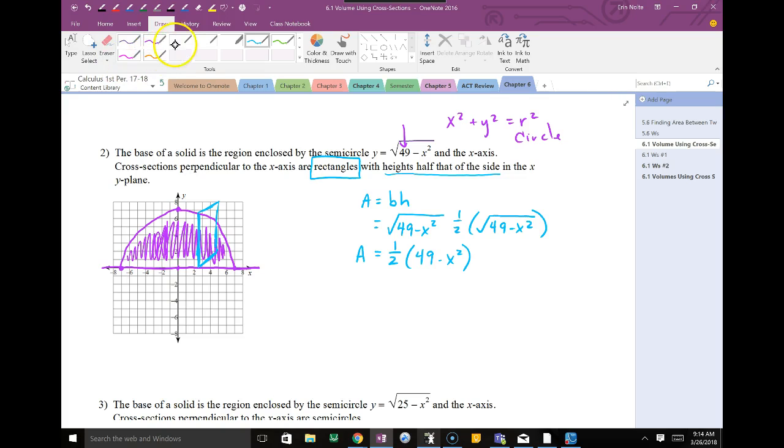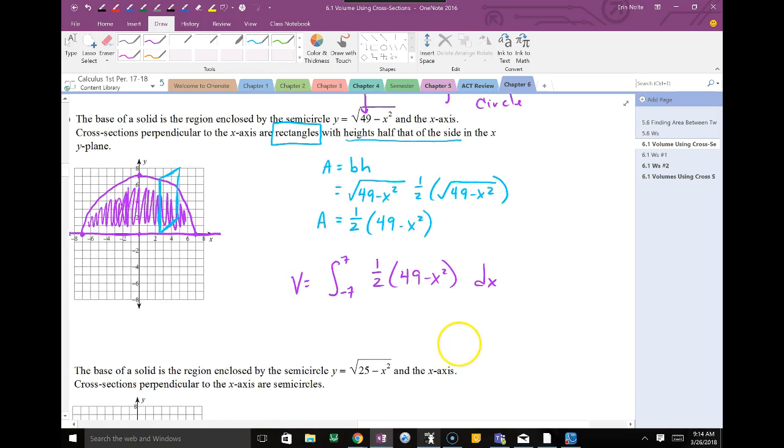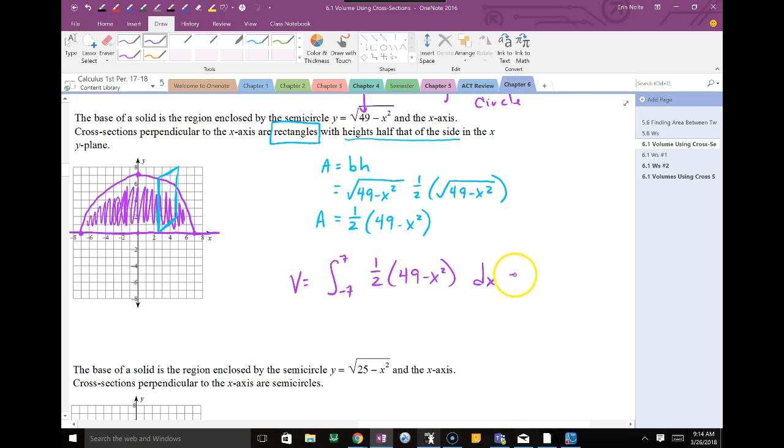Okay, here comes the integral part, the volume. So the volume is the integral between which two values? Good. -7 and 7. Times my area. So what's my area? That blue piece, right? So 1/2 times 49 minus x squared dx. Okay, so go ahead and grab your calculator, type that in, and tell me what you get.